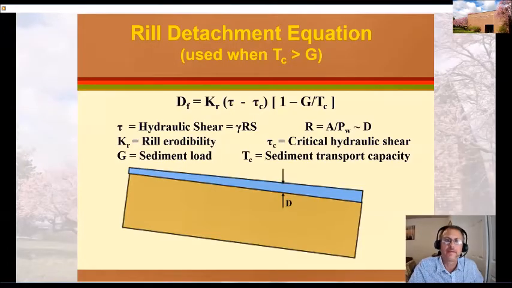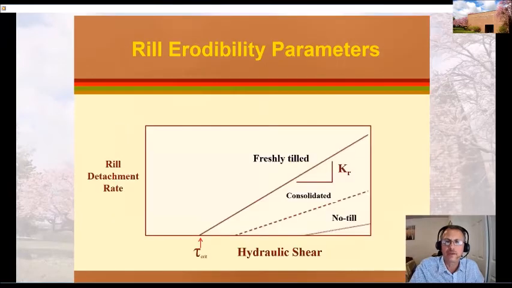The rill detachment equation, when the transport capacity of the flow is greater than sediment load, is shown here. So a rill erodibility times the difference between the flow shear stress minus the critical shear stress times the sum of 1 minus G over Tc. So this is the ratio of sediment load to transport capacity. As the flow becomes filled with sediment, the detachment capacity will decrease.